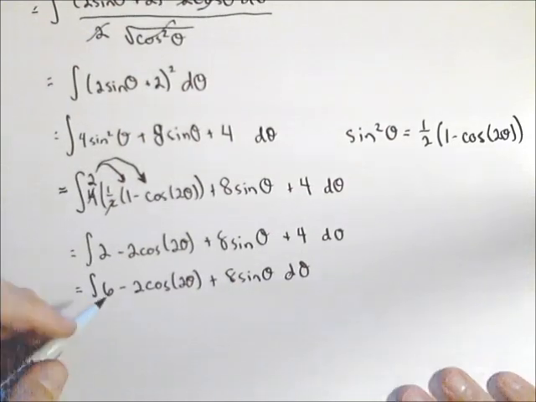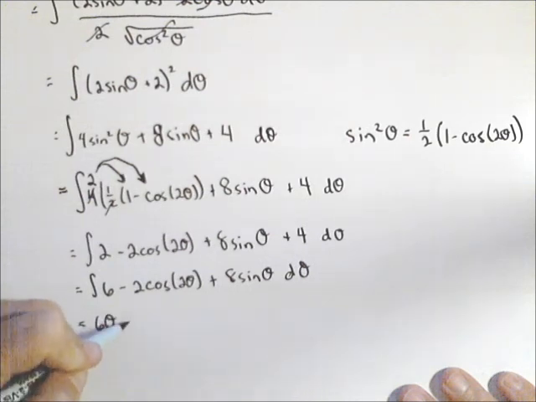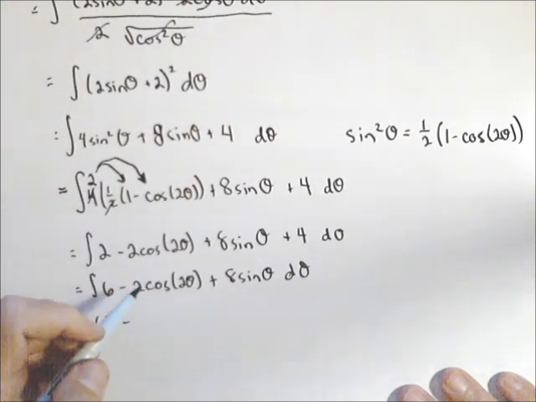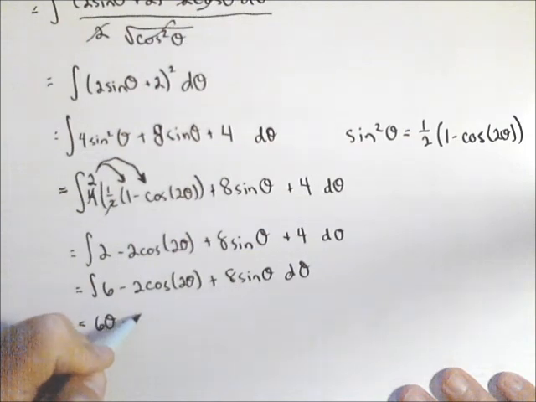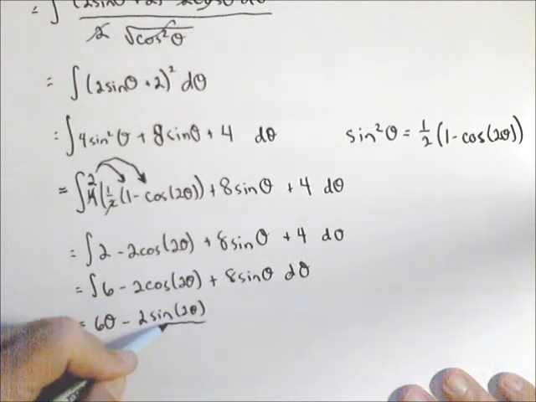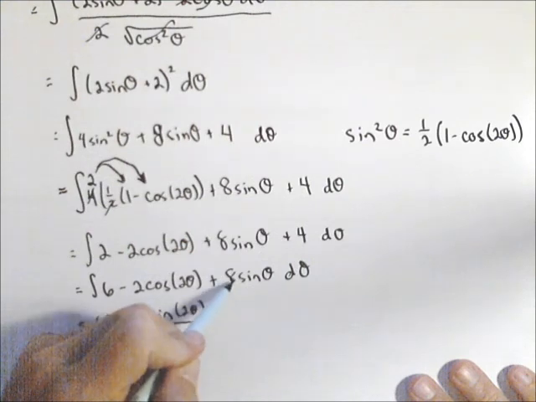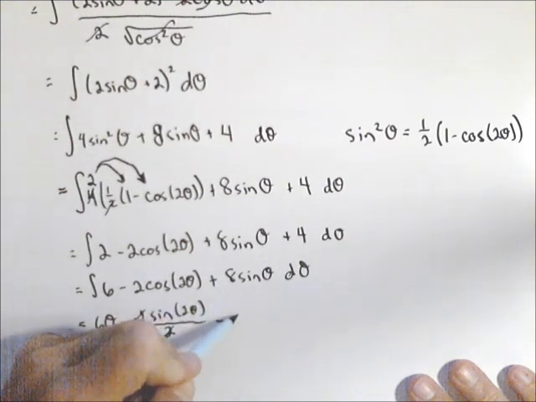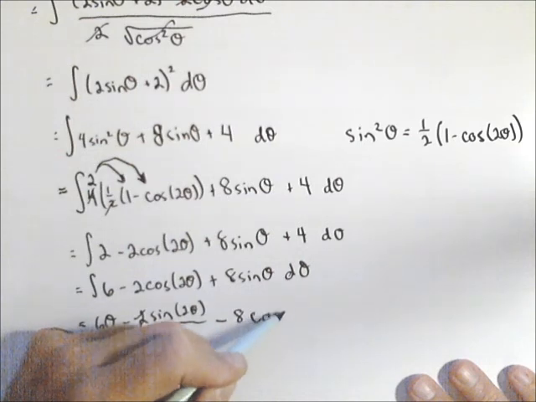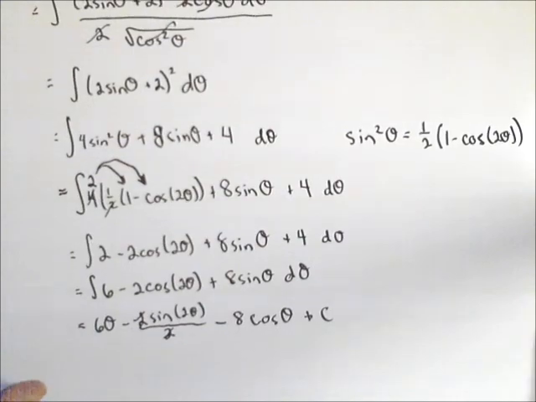Alright, what do we got here? Now we start taking the antiderivative piece by piece. This is going to be 6 theta minus 2 sine of 2 theta, now by chain rule, over 2, so those 2's are going to cancel. And then the antiderivative of sine is negative cosine, so we're going to end up with a minus 8 cosine of theta plus c. Alright, now we are almost done, but remember, we want to get this thing back in terms of x.